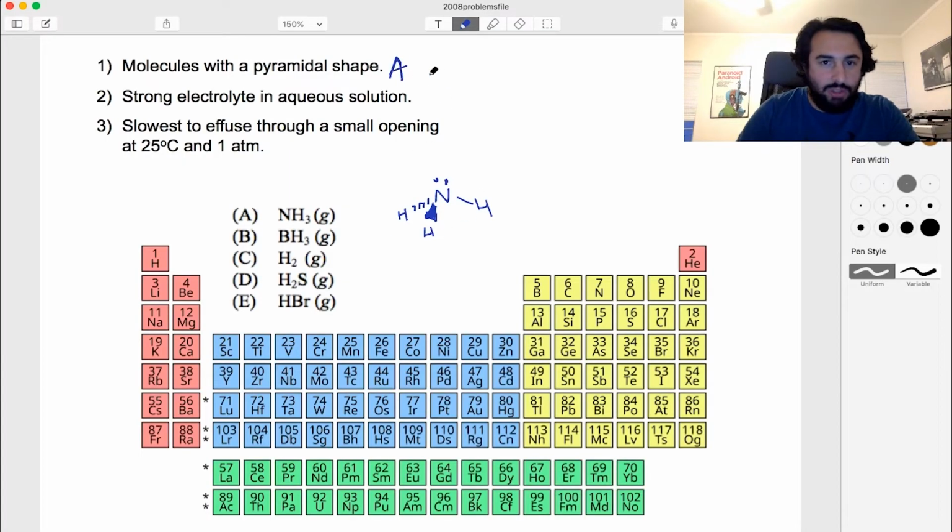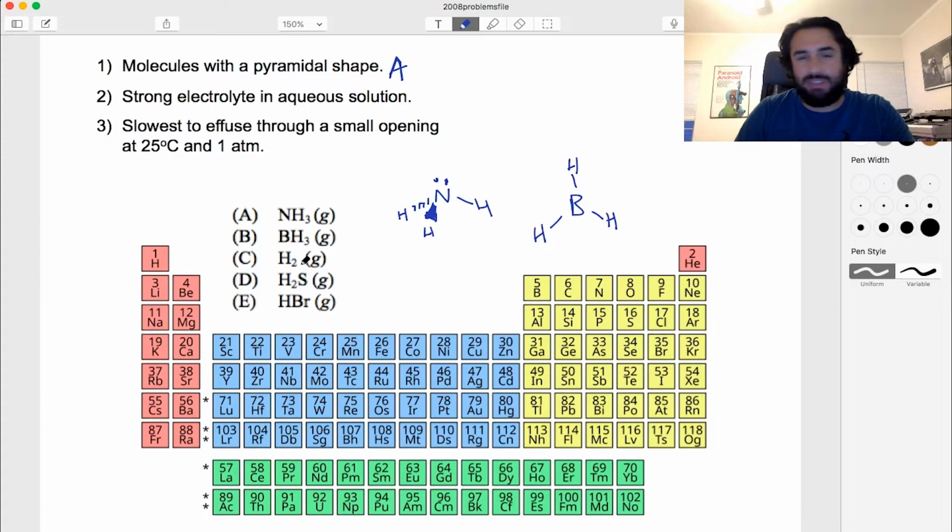We may as well make sure we understand why BH3 doesn't work, however, because boron has 3 valence electrons. That is 2s2, 2p1. So since boron has 3 valence electrons, it can only make 3 bonds, and then it does not have any electrons left over. Right, so boron is sp2 hybridized. It only has 3 electron domains, so this is trigonal planar. So that looks like that. That is planar. That's flat. It's a flat molecule. It is not pyramidal.